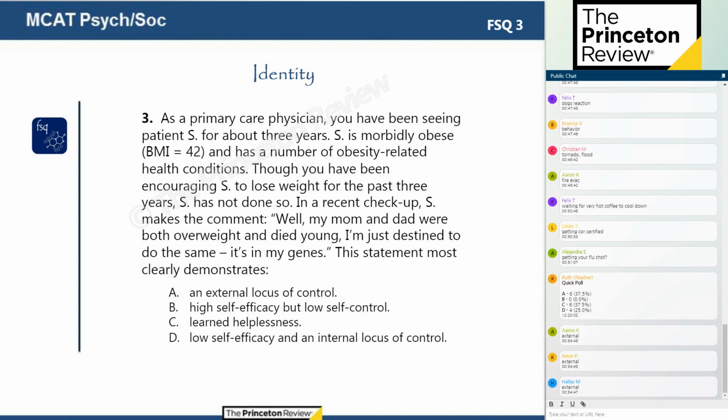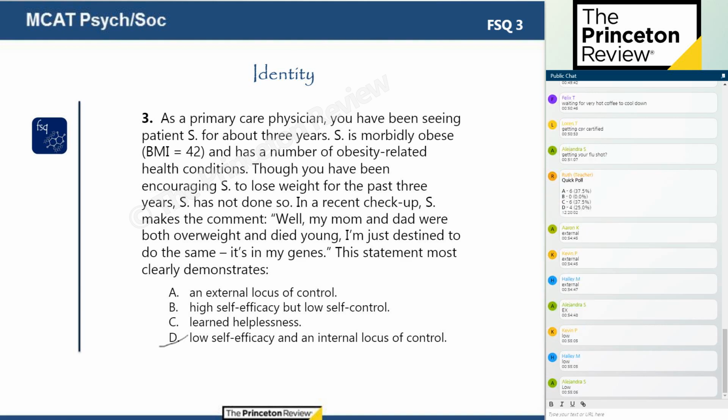Yeah, that's external. So we can go ahead then and eliminate D from our possibilities because there's internal listed there. And would you say this person has high self-efficacy or low self-efficacy? Low. So we can get rid of B. So now we're between simply external locus of control and learned helplessness.